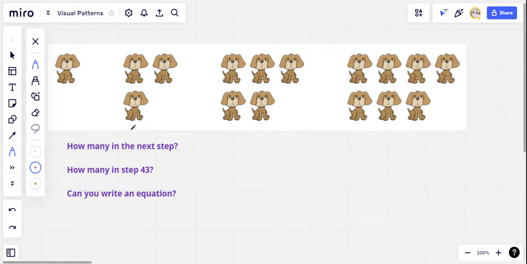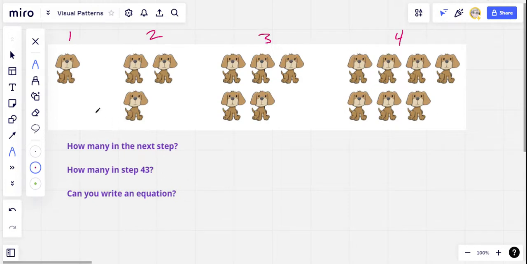The challenge, if you choose to accept it, is to look at this visual pattern, and we've got some steps here. Here's step 1, here's step 2, there's 3, there's 4. The first part of this challenge would be to determine how many puppies are going to be in the next step, in step number 5. And then at a higher level of difficulty, how many in step 43? And can you write an equation that would tell you how many puppies are in any step at all? So if you'd like to accept that challenge, go ahead and pause the video and see what you come up with.